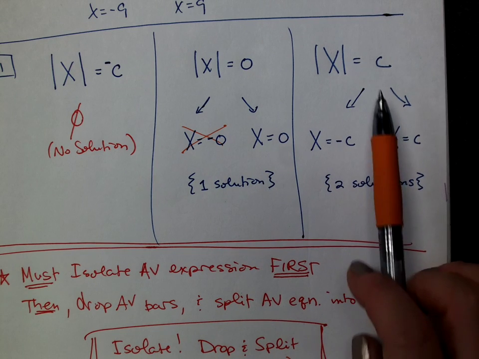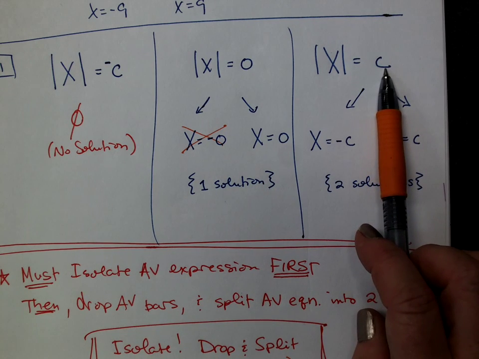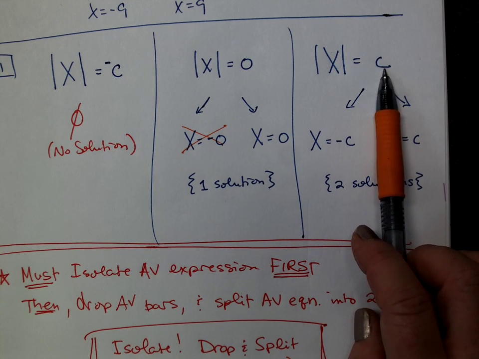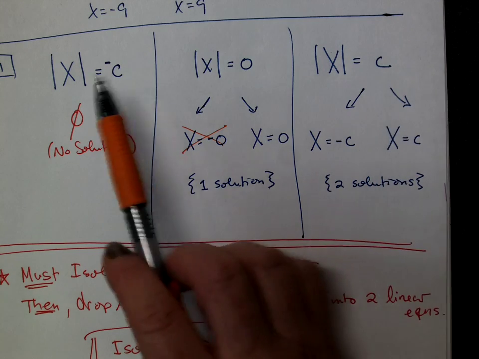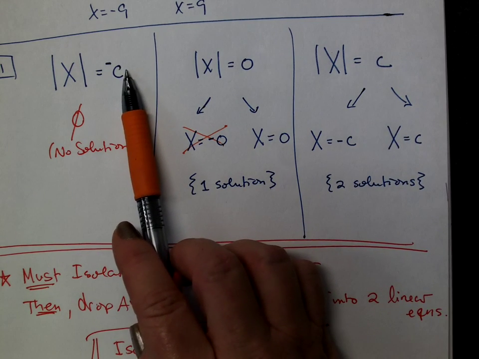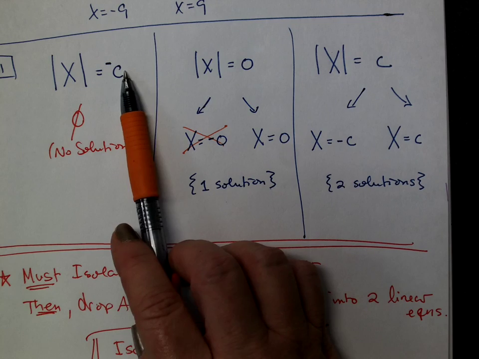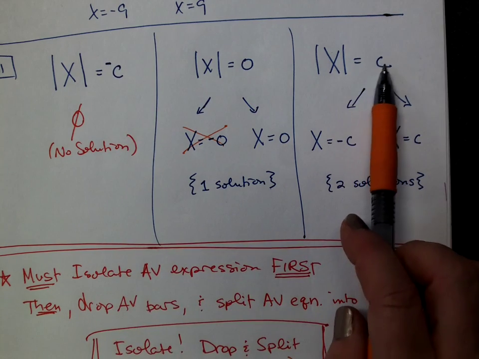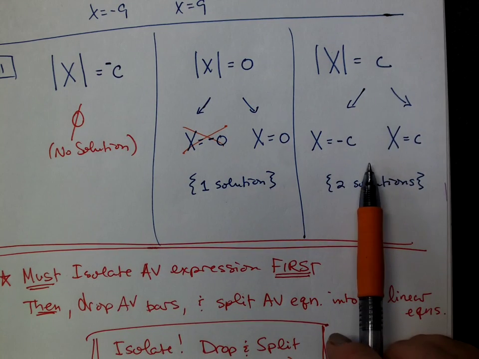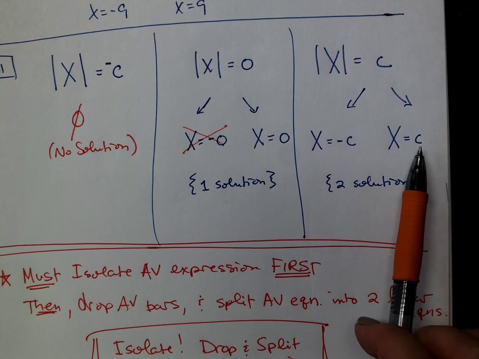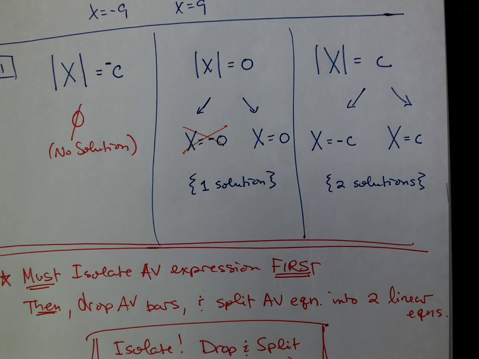Here, it's not a letter. C stands for constant, so it's some number. And if your number is negative, whatever that number is, we just say C for constant. It's some number. If it's a negative number, no solution. If it's a positive number, you're going to get two solutions: a solution to the left, a solution to the right. So C means constant. It's just a number.